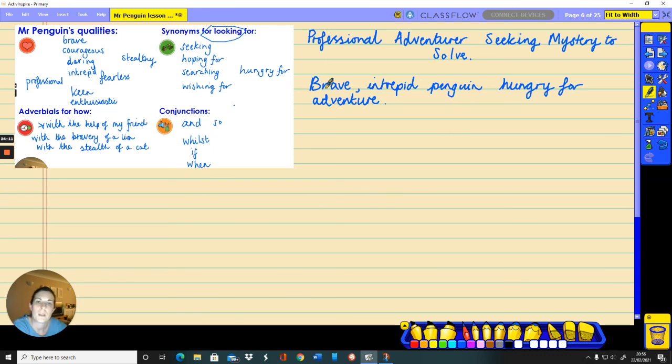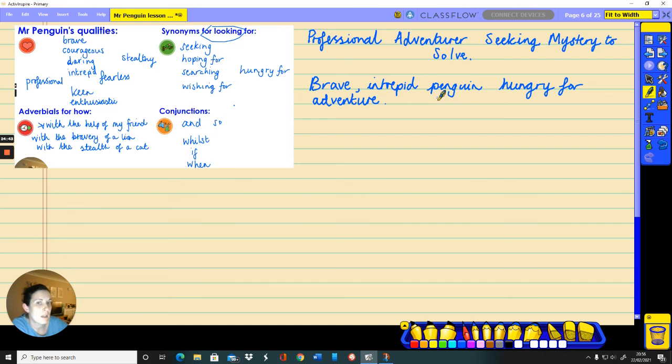So you can see here my very first sentence. Brave, intrepid penguin, hungry for adventure. Now I've used a comma in between brave and intrepid because it is two adjectives together, a little list. Brave, intrepid penguin, hungry for adventure. I've used some of my language for the looking for, and I've used the qualities that an adventurer is going to need to have.